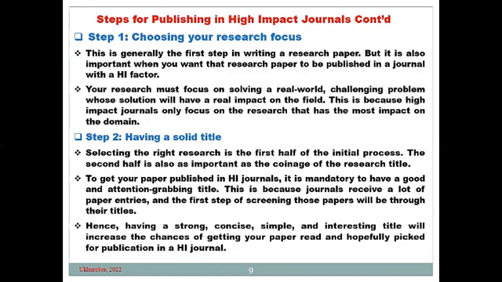This is because journals receive a lot of papers. High impact journals receive a lot of papers. That's why when you check some, they tell you their acceptance rate is like 5%. Some will tell you 20%, so 80% will be rejected, actually without going to review.